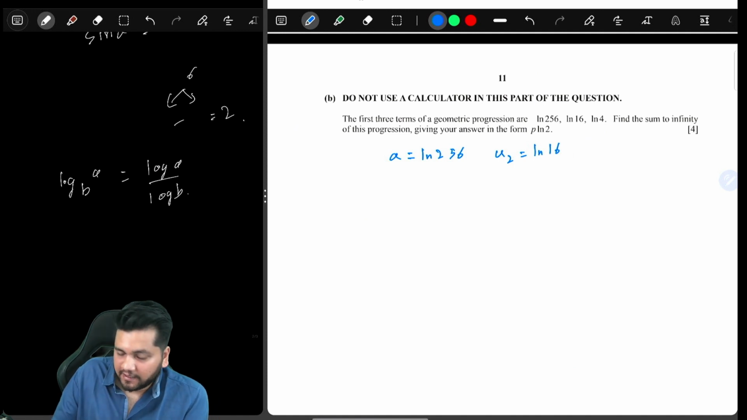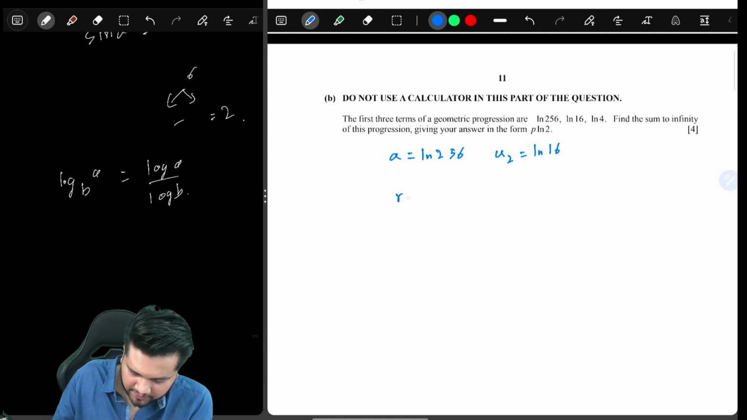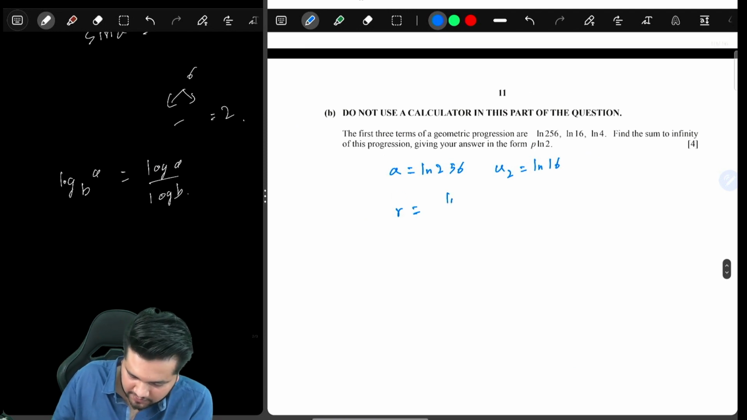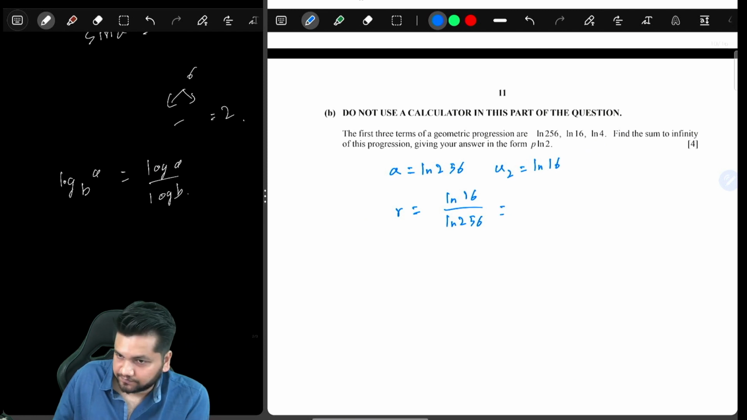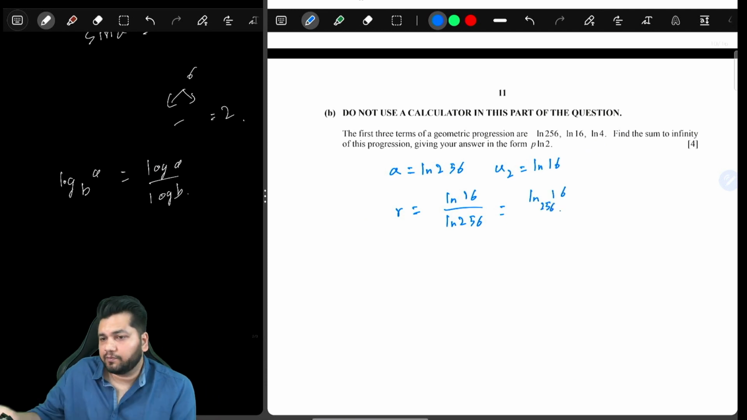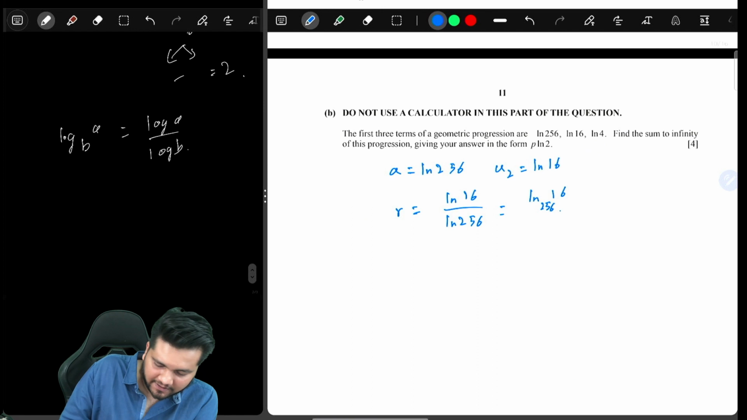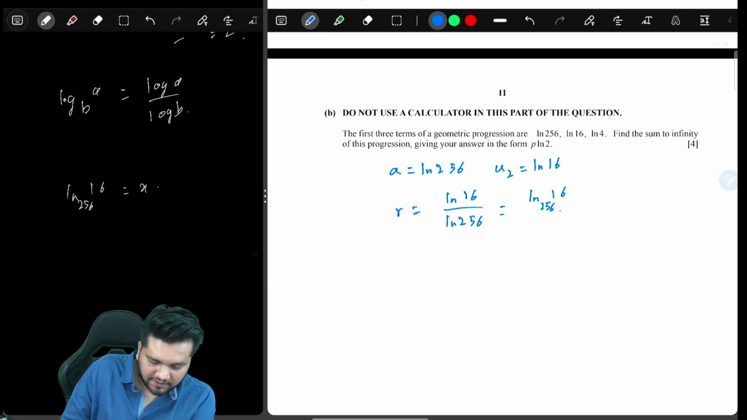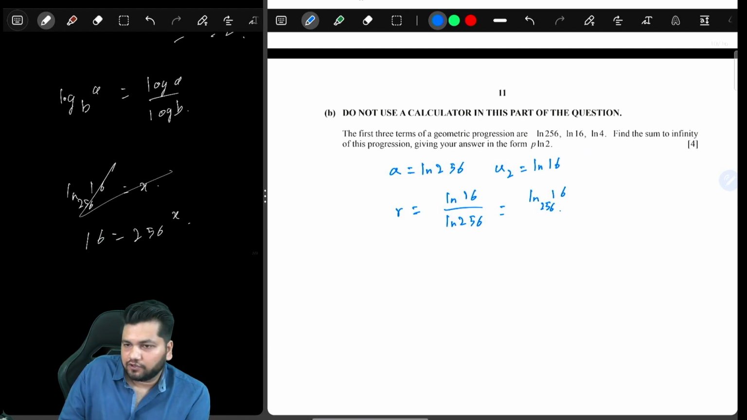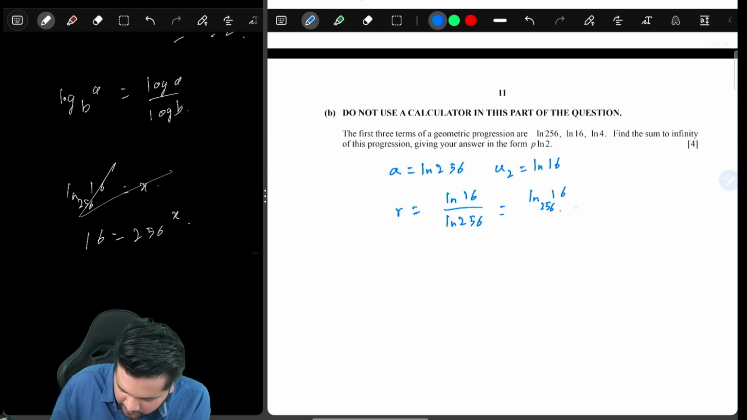Okay, now since they are in GP, the common ratio would be the next term upon the previous term, so it's going to be ln 16 upon ln 256. So this is going to be log of 16 to the base 256. Now, 256 to the power of what is 16? I can use this tick mark rule again here if you are getting confused. We need to find the value of x. 16 is equal to 256 to the power of x. Now, 256 to the power of what will give me 16? Of course, the square root. So it's going to be 1 by 2.